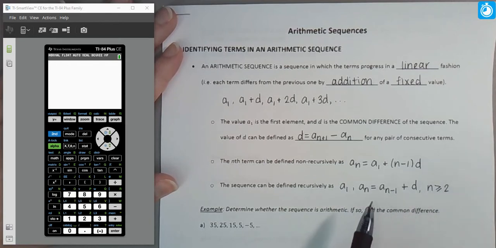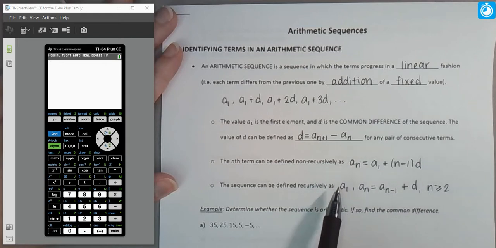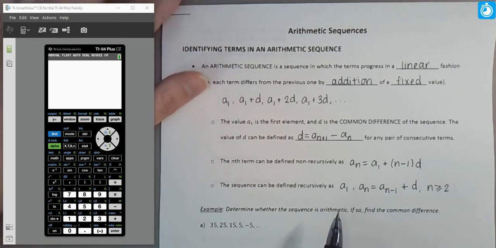So if we wanted the second term, for instance, A sub 2 would be A sub 2 minus 1, in other words, A sub 1, plus our common difference. A sub 3 would be A sub 3 minus 1, which would be A sub 2, plus that common difference. And so if we have any particular term in the sequence, we add on that common difference and we'll get the next term in the sequence. So both of these are considered acceptable ways to define an arithmetic sequence. It's just going to depend on what kind of formula we want.